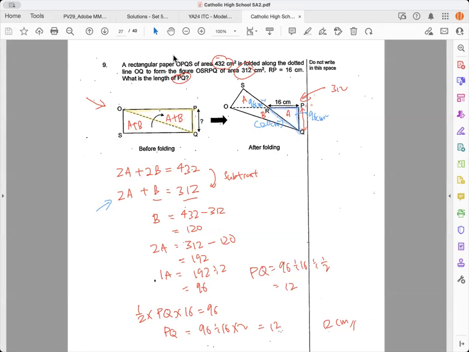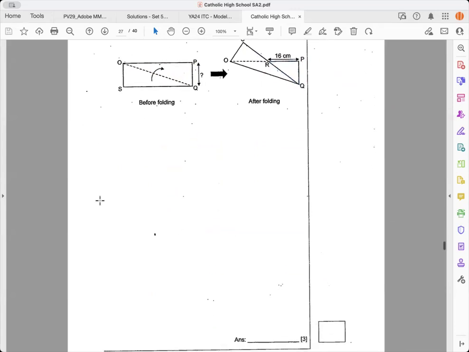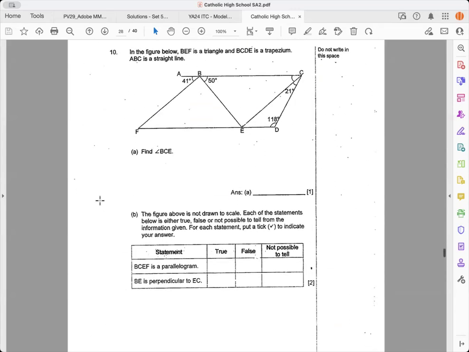Okay, question number 10. Quite a lot of people got 10B wrong. Let's go to question 10. In the figure below, BEF is a triangle, BCDE is a trapezium. Trapezium meaning this is parallel to this. Find angle BCE.